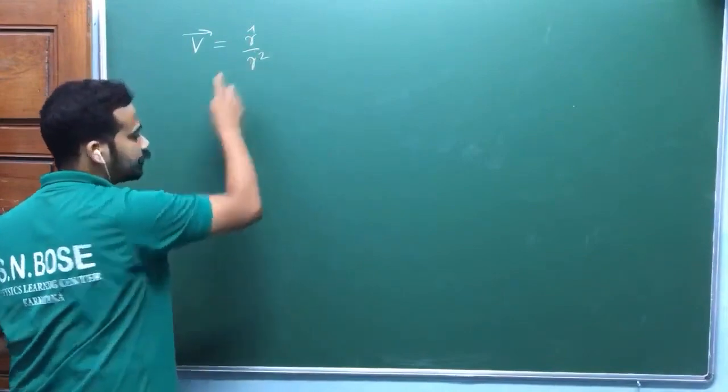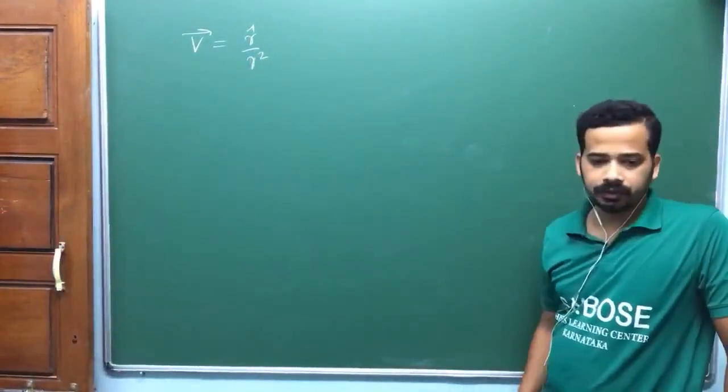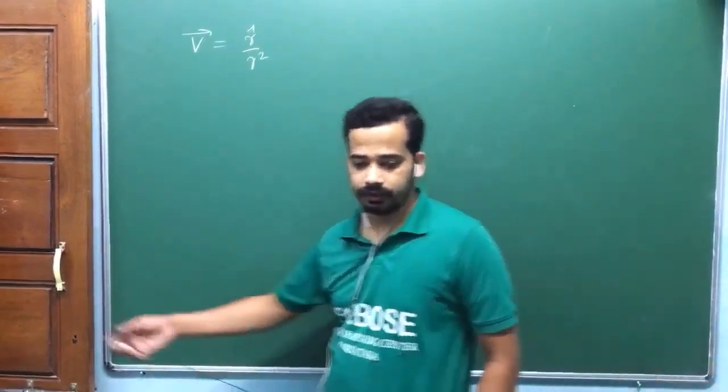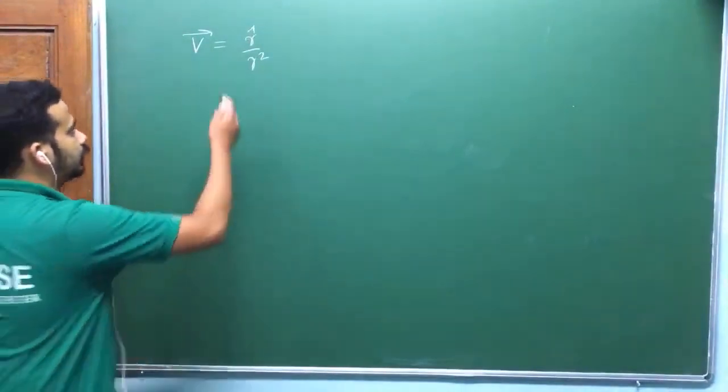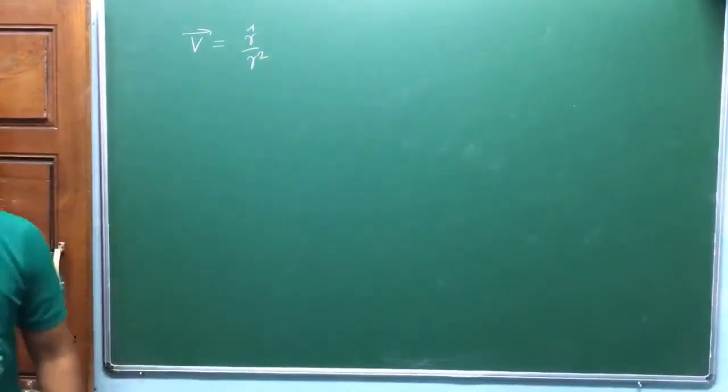We have seen this one. This vector field comes from the electric field due to a charge at the origin. Note, no italic r, so normal r. So r cap by r square. Let me take this vector field.